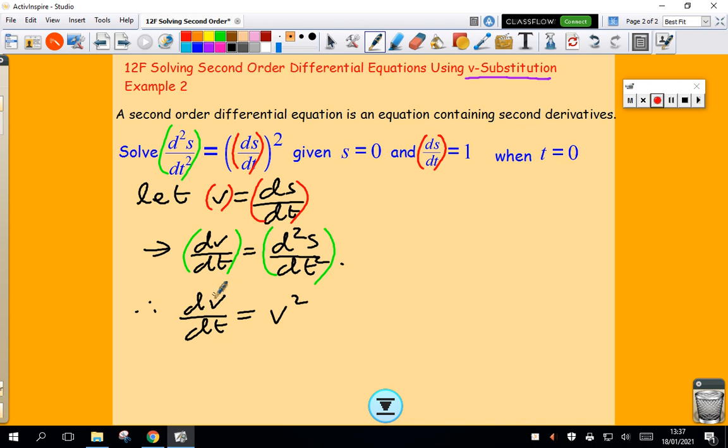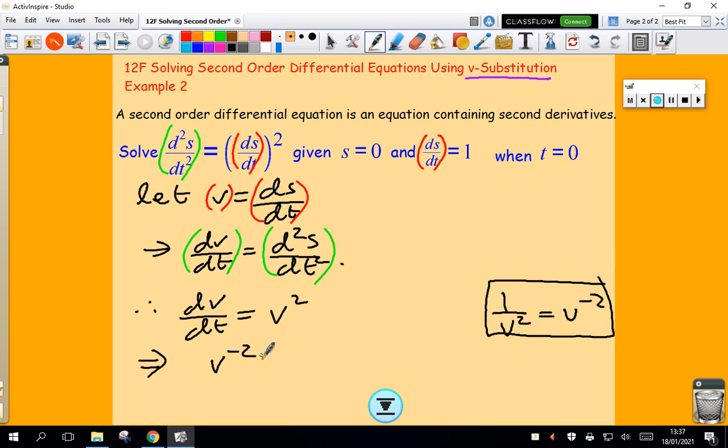It allows me to change a second order differential equation into a first order differential equation, and we looked at solving these before. So our goal is to separate the variables. Can I get the v's on one side with the v differential and the t's on the other side with the t differential? I do that by dividing on both sides by v squared. On the left, I get 1 over v squared, but remember that 1 over v squared can be written as v to the power of negative 2. So dividing by v squared gives me v to the power of negative 2 dv, and dividing by dt gives me a dt on the right.